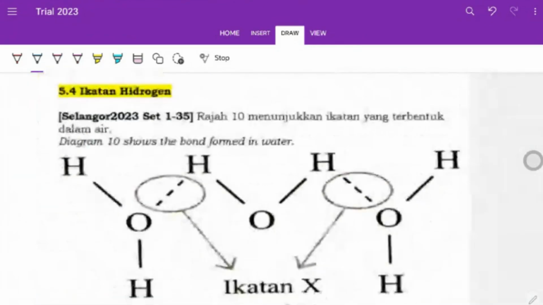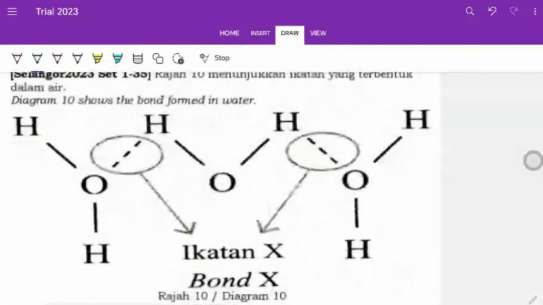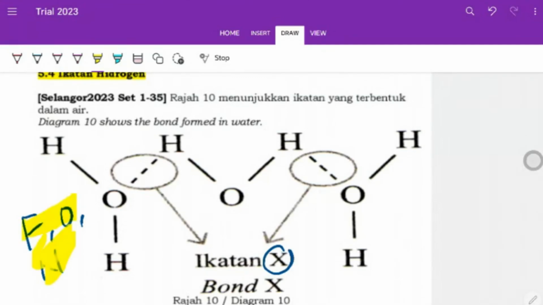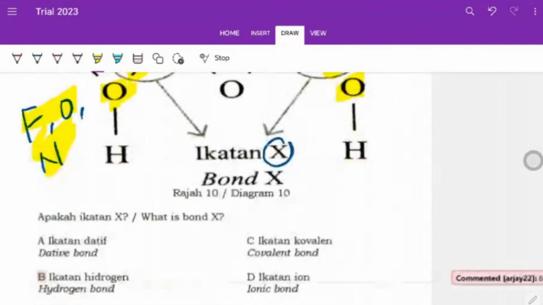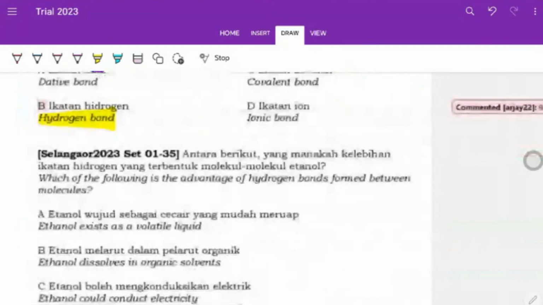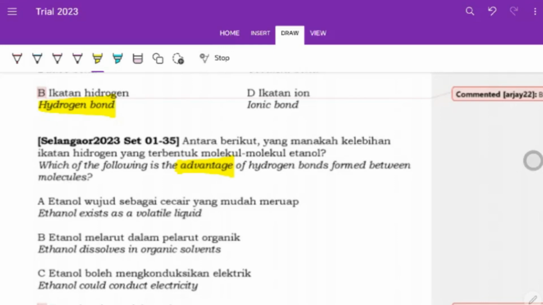Next is the hydrogen bond. The formation of water. So where is the hydrogen bond? It's between the hydrogen and the electronegative atoms, right? F, O, and N, these 3. So the hydrogen bond is here. So what is the bond? It's a hydrogen bond. Very straightforward. Next, which of the following is the advantage of hydrogen bonds?